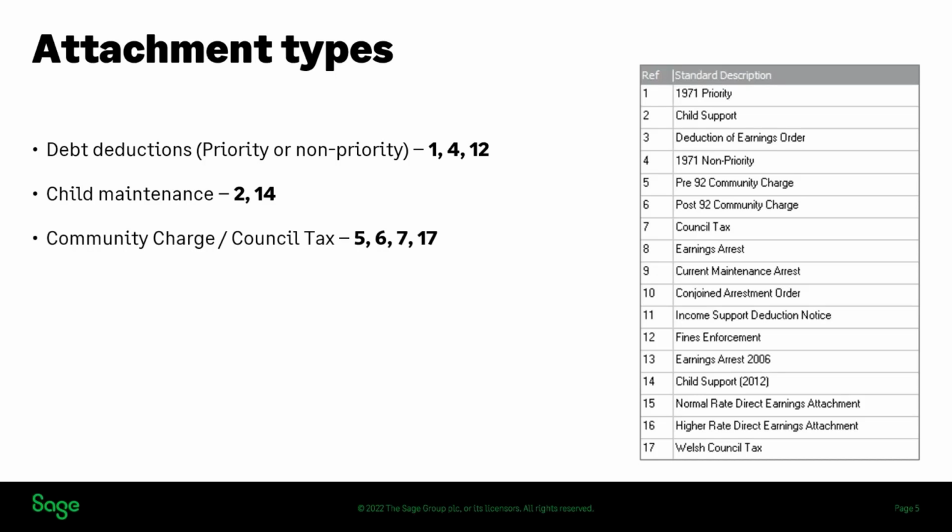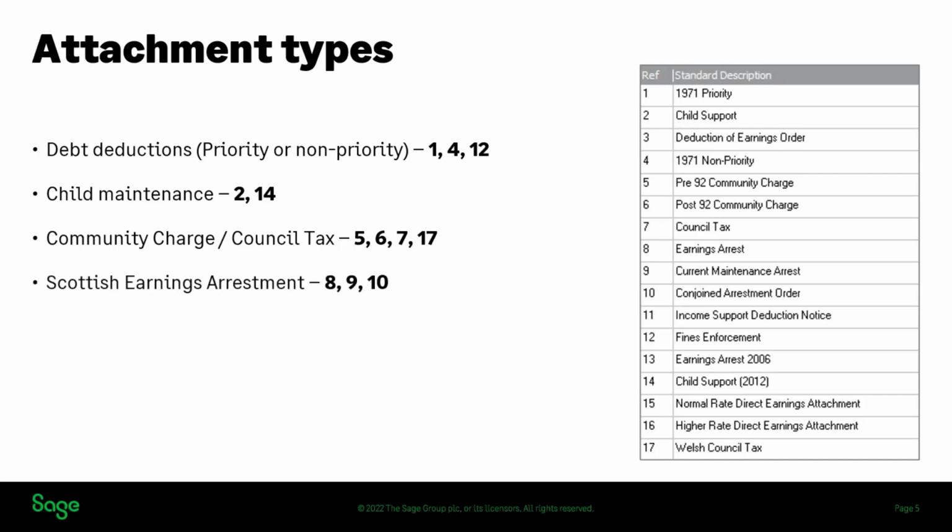We've then got some orders for payment of community charge or council tax. Community charge is going to be pretty rare. That was the name for what was known as the poll tax back in the early 90s. Very controversial, that one. So if you get any attachment order for unpaid poll tax, that would be category 5 or 6. But in the main, we're talking council tax attachment of earnings order, CTAEO, where you would use category 7. Or if it's Welsh council tax and the order has been issued since the 1st of April this year, there's a new category for that, category 17.